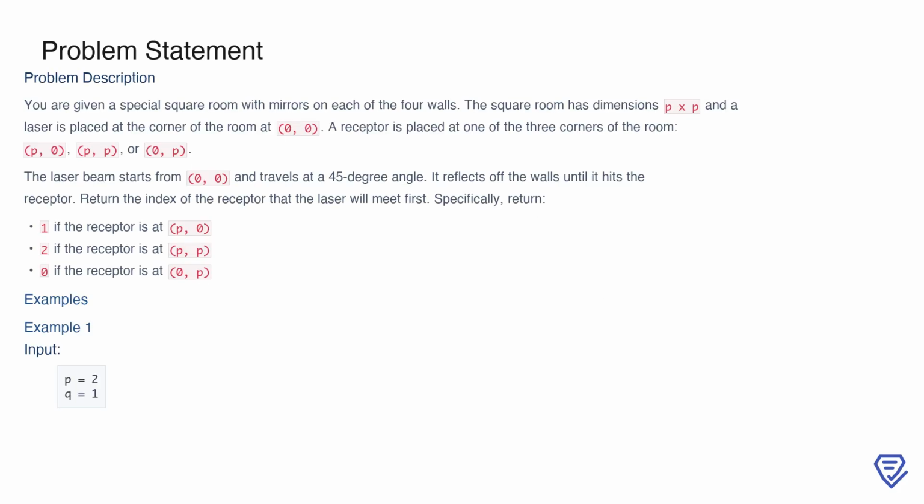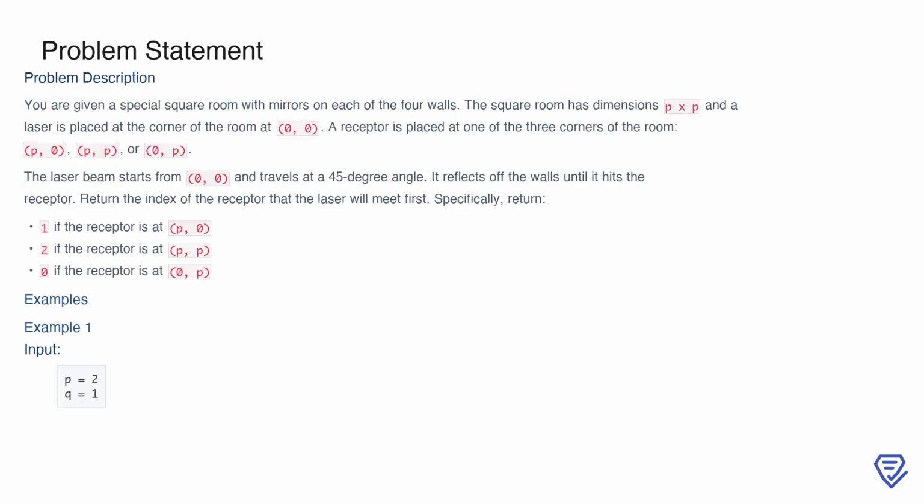Imagine a square room with mirrors on each of its four walls. The dimensions of this room are p x p. Now, a laser is placed at the bottom left corner of the room, which is represented as the point 0, 0. In this setup, there's a receptor located at one of the other three corners of the square, P, 0, P, P, or 0, P.